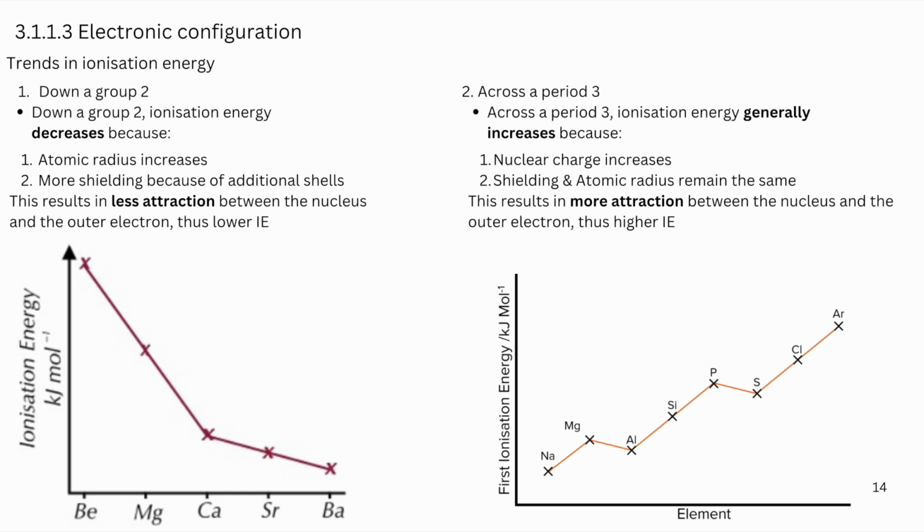If you remember, elements in the same period all have the same number of electron shells. And so, across period 3, ionization energy generally increases. This happens because the number of protons in the nucleus increases with each element. However, shielding and atomic radius remain relatively the same because of the same number of electron shells. This results in more attraction between the nucleus and the outer electrons, which results in higher ionization energy.